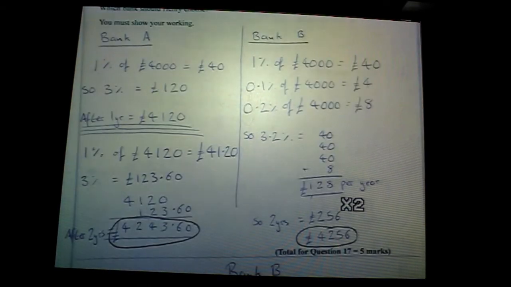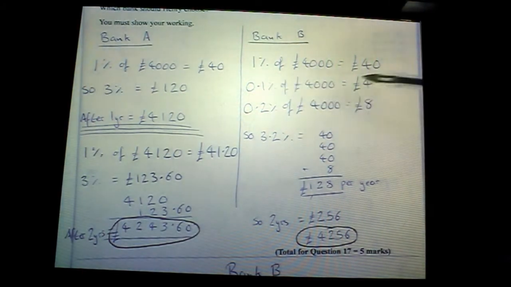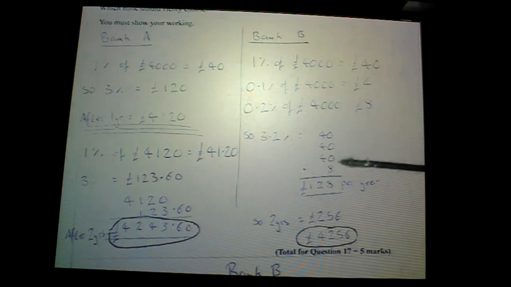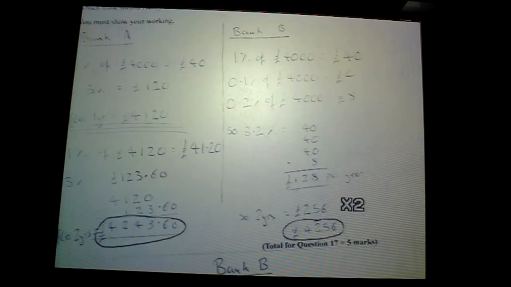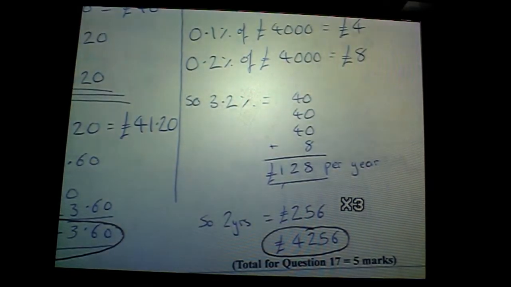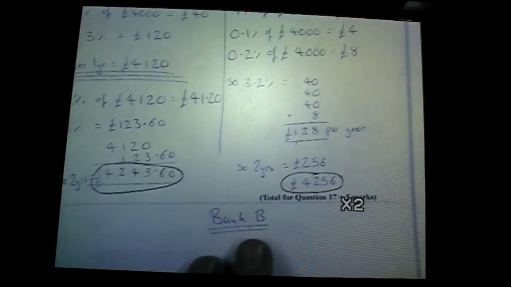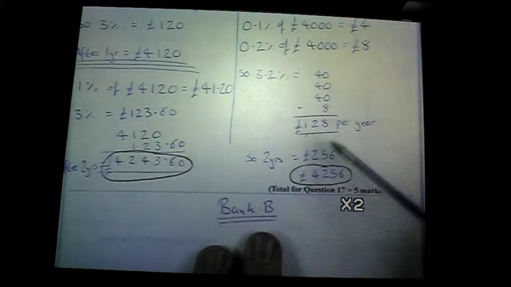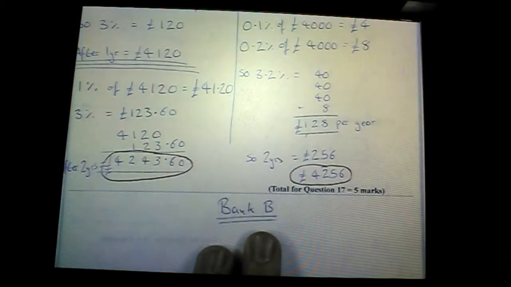Bank B, I don't know why the light's gone again for this, it's quite frustrating. You've got to work out 3.2%. So 1% is 40, 0.1%, which you need in a minute, is £4, so 0.2% is £8. So to find 3.2%, you want 40, 40, 40, and 8, so that's £128 per year. And what the bank does is send that to you in the form of a cheque, so you'll obviously get 2 of those, so theoretically at the end of 2 years you'd have £4,256. So which one would you have more money? Well, it's Bank B, because it's this one.